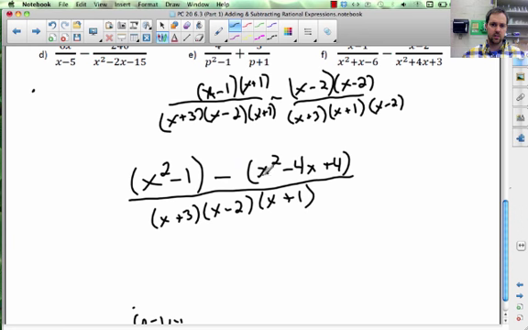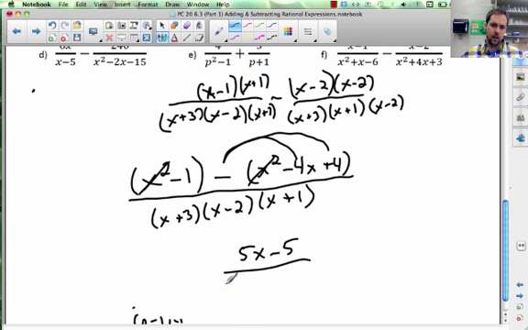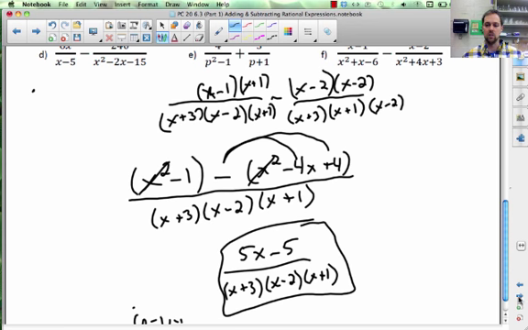See if we can simplify. x squared minus x squared, those will cancel. Negative 1 minus 4 will give you negative 5. And of course the subtraction gets distributed, so we end up with 5x, and then negative 1 minus 4 is minus 5 in the numerator, and x plus 3, x minus 2, and x plus 1 is our denominator. This can be simplified to 5 times x minus 1, but that won't help us cancel with any of the factors in the denominator, so we can just leave it like that.